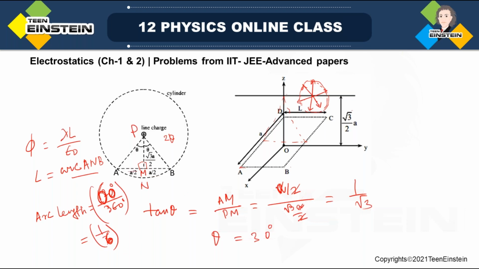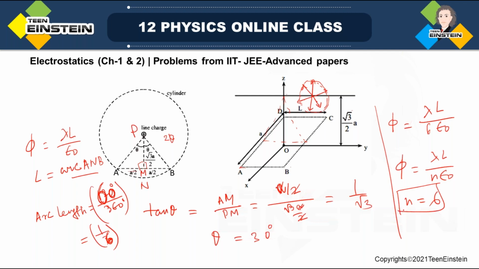Now if we find out the flux, lambda L by, so L is actually L by 6 now, 6 epsilon naught. But in the problem it was given lambda L by n epsilon naught. So comparing these two, we get n is equal to 6. Actually this is the answer.